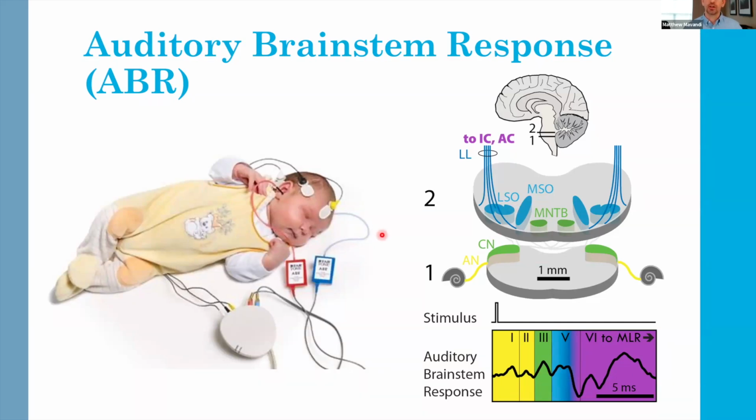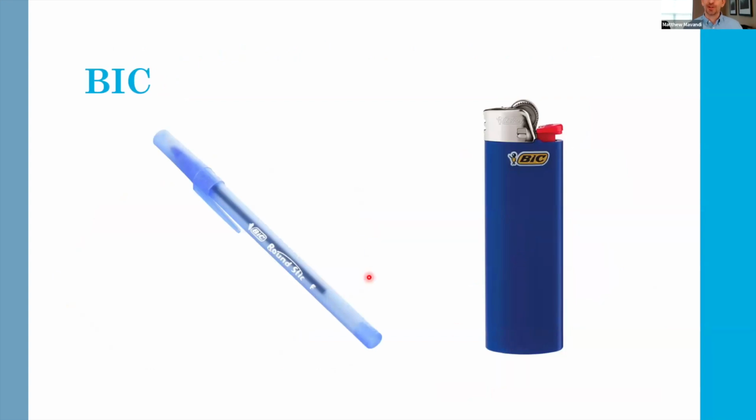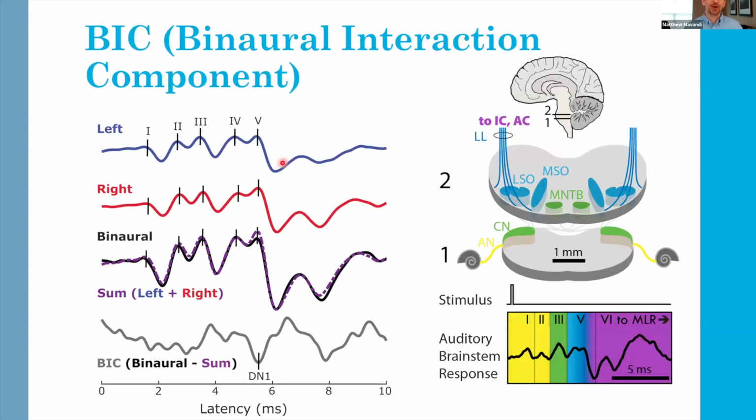And the interesting thing is that when we record these from binaural hearing, we get something called a BIC. And so this is just my joke. You know, the BIC pen, the BIC lighter, that's not the BIC we're looking for. The BIC that we're looking for is the binaural interaction component.